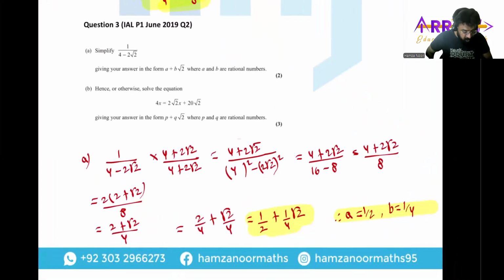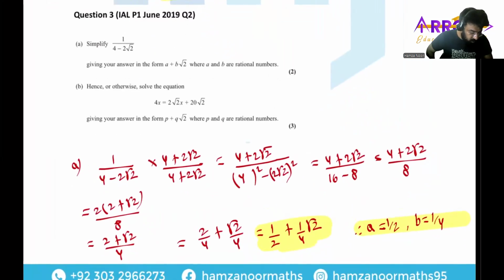So we need to rationalize the denominator. For 1 upon 4 minus 2 root 2, we are going to multiply the numerator and denominator by the conjugate surd of 4 minus 2 root 2.